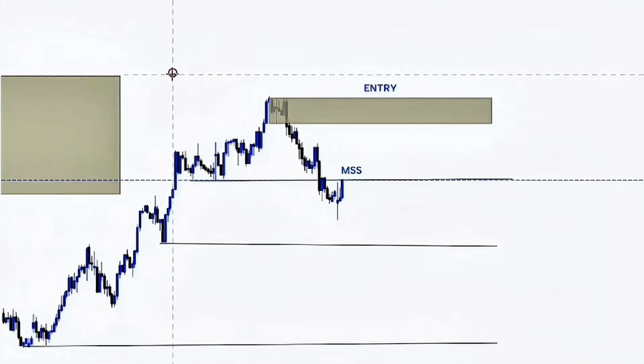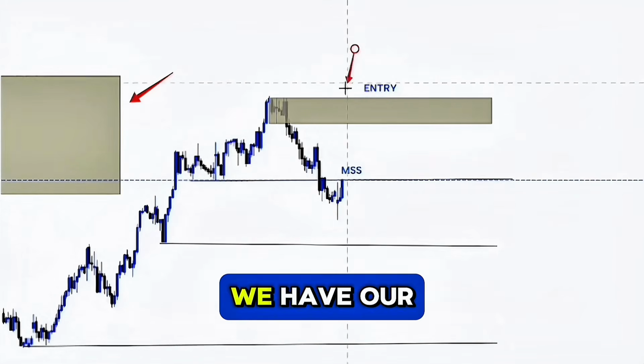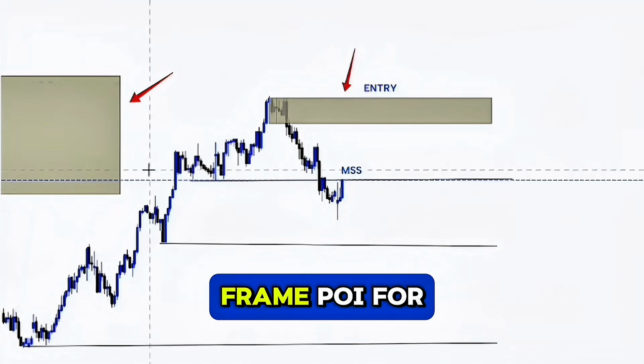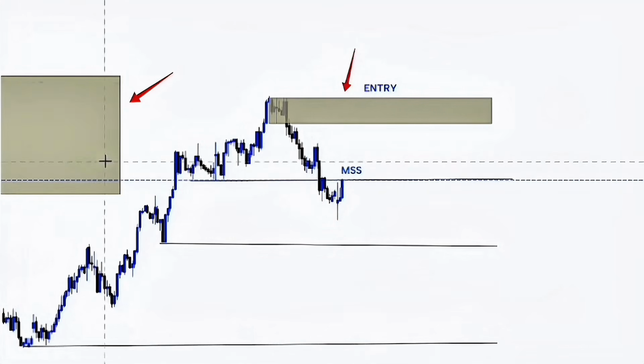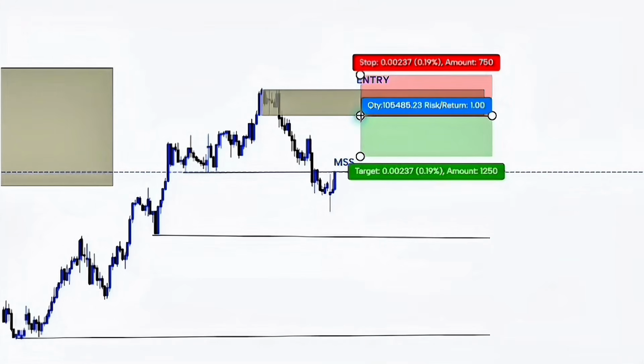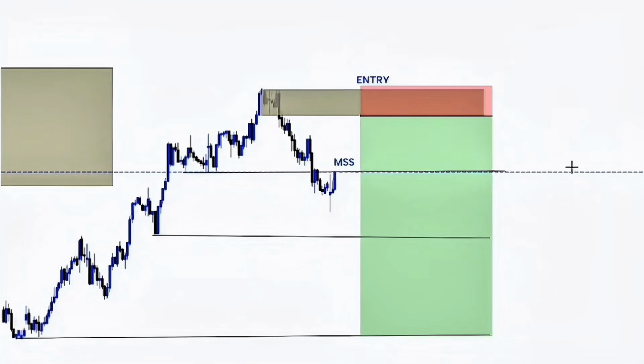Everything is now in place. We have our higher time frame POI, we have our confirmation, and we have our lower time frame POI for the entry. The lows that price created before reaching our higher time frame POI now become liquidity, which is where I expect price to move next.